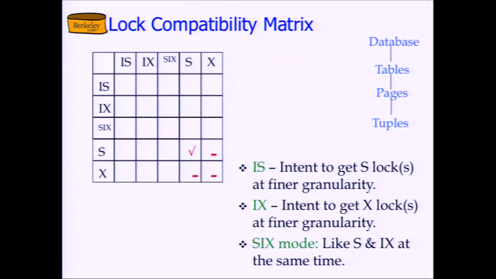Just to convince ourselves of it, suppose that T1, which will be red, wants a shared lock on a tuple, and T2 wants a shared lock on a tuple. Can they coexist? I want an S, and I want an S. Does that work for tuple level locks? Then it should be allowed for the IS locks. Great. What about IS and IX?